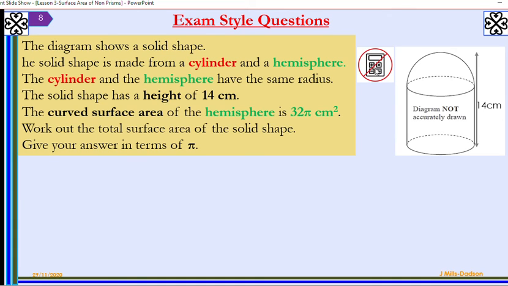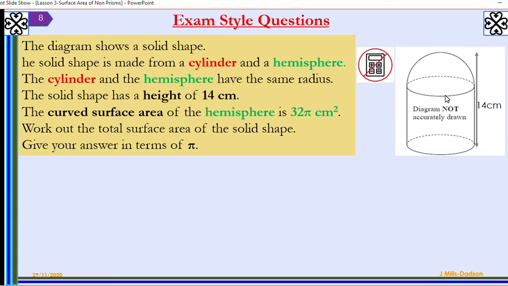Now, what we need to understand about this question is that the curved surface area, according to the question, is 32 pi. Remember, the circular face of the cylinder at the top is hidden, the same as the hemisphere's. Also, this circular base is hidden. So when you're working out the surface area, we will not include the circle in the middle here because that is hidden. We need to be careful about it.